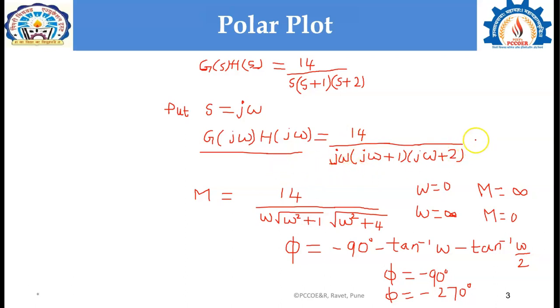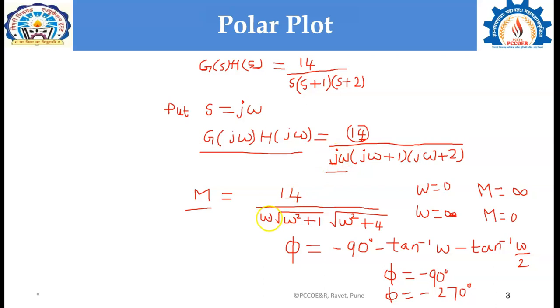Okay, so once this transfer function is found, you need to determine the magnitude and the phase angle of G of j omega into H of j omega. Here I am denoting the magnitude by capital M. So therefore, the magnitude will be, here 14 is the real part, so the magnitude will be only 14.